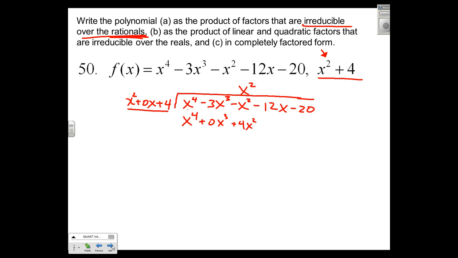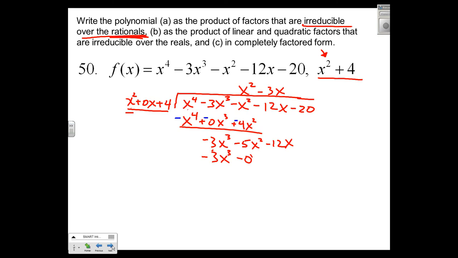But then what do we do? We subtract those. So opposite sign, opposite sign, opposite sign. And I get x to the fourth minus x to the fourth, 0. I get negative 3x cubed, and I get minus 5x squareds before I bring down a minus 12x. How many times does x squared go into negative 3x cubed? Minus 3x.